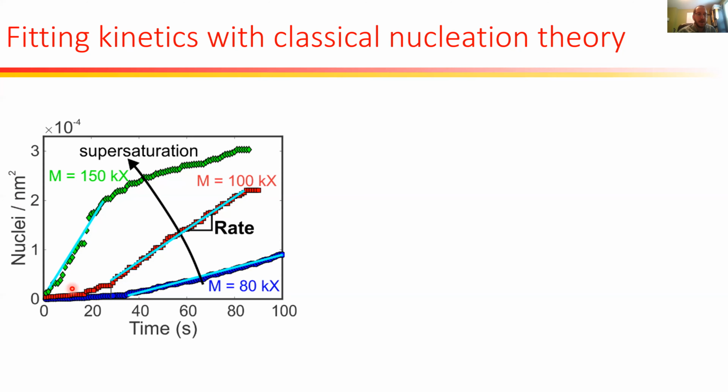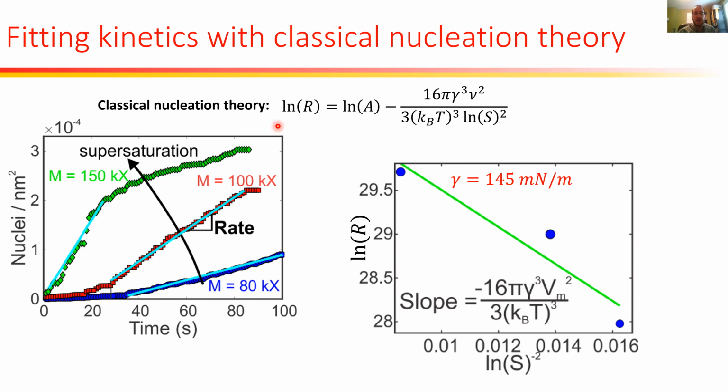We see that as we increase the image magnification from 80,000 times up to 150,000 times, the slope of this initial linear portion of the line, which we are calling the nucleation rate, increases. And we can do some fitting to classical nucleation theory, which in general is not a great theory, but it is pretty good for heterogeneous nucleation, which is what we're looking at. I'm not going to go through all the details of this again, but R is the nucleation rate.